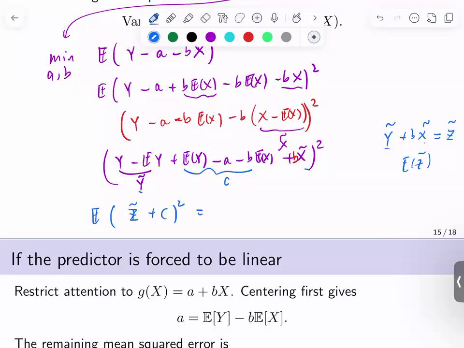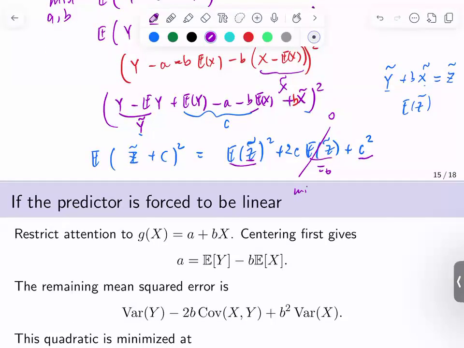So if I expand, what I get is the expectation of this squared plus c expectation of z tilde plus c squared. And if I want to minimize this, first note that the expectation of z is 0. So this is 0. This c is a function of both, and this one only contains b. So this contains only a. So when I try to minimize this, let's say over a, it involves only this, and the way to make this 0 is to make c equal 0, because both of them are non-negative.